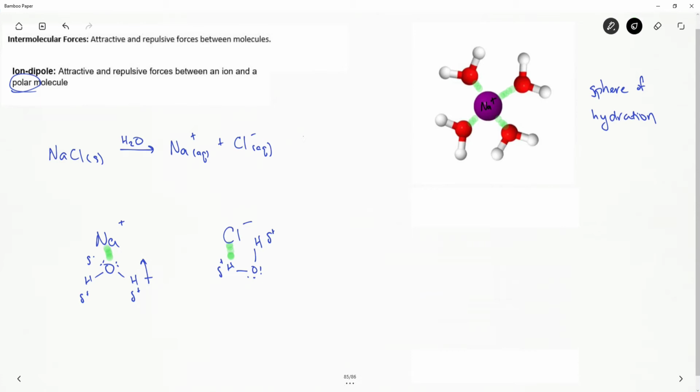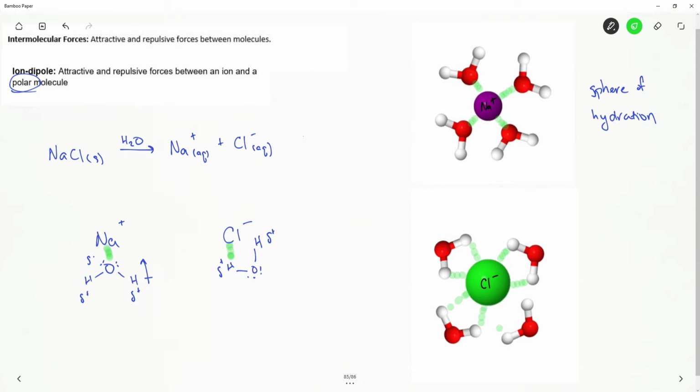So I have a 3D representation of this over to the right. We'll call this green sphere my chlorine anion. And this time the water molecules are oriented so that the hydrogen with its partial positive charge is oriented towards the negatively charged chlorine atom. Again, this does not show the entire sphere of hydration, but the water molecules completely surround and stabilize this chlorine anion. This is what makes table salt especially so soluble in water.